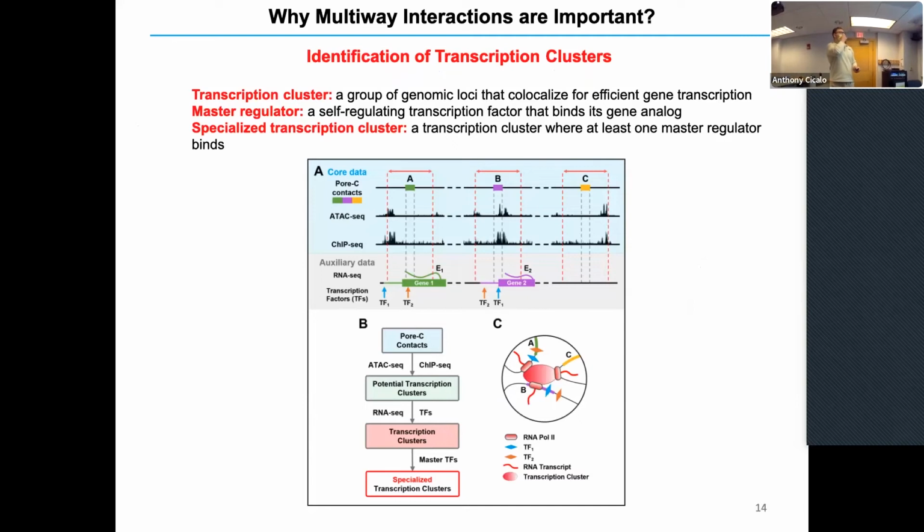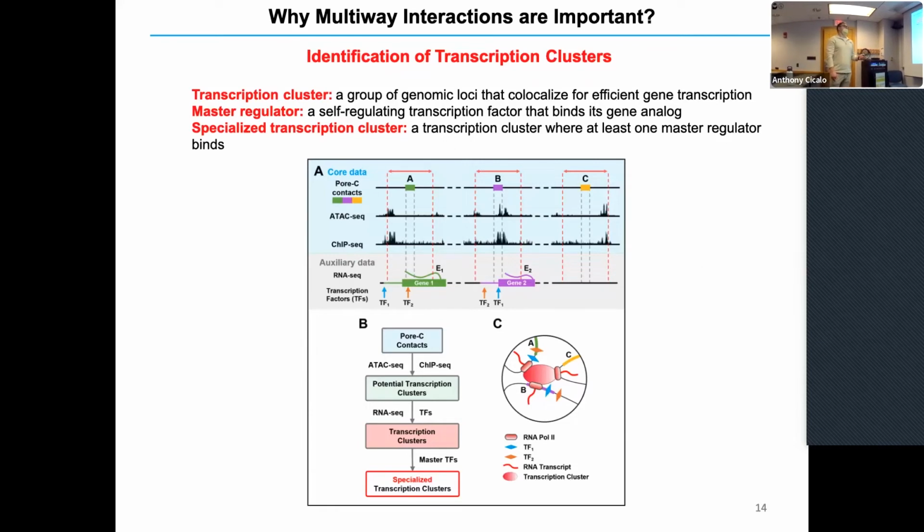So why are multi-way interactions important? They allow us to identify what we call transcription clusters. This is similar to the idea of transcriptional hubs or transcription factories. Some definitions to keep in mind: a transcription cluster is a group of genomic loci that co-localize for efficient gene transcription. A master regulator is a self-regulating transcription factor that binds to its gene analog. A specialized transcription cluster is a transcription cluster where at least one master regulator binds.